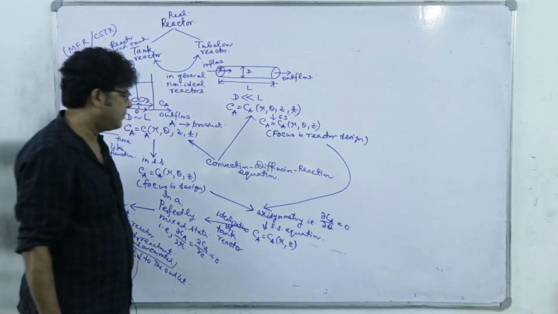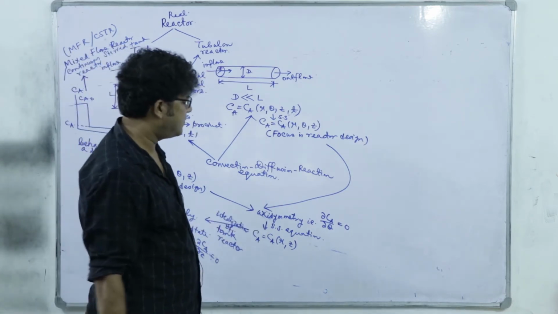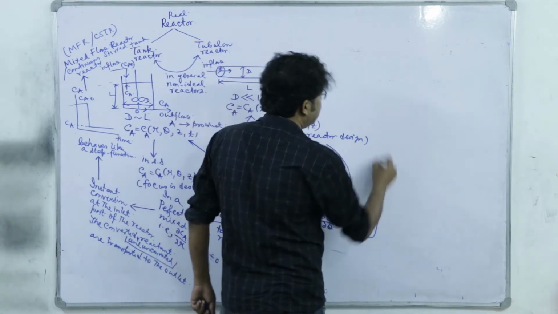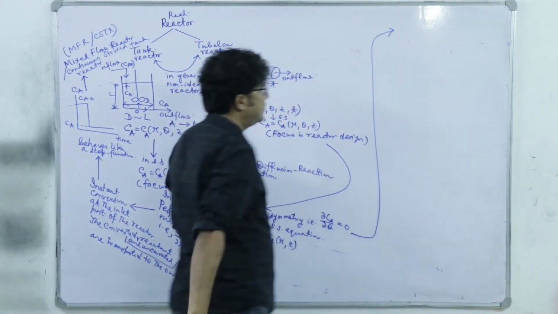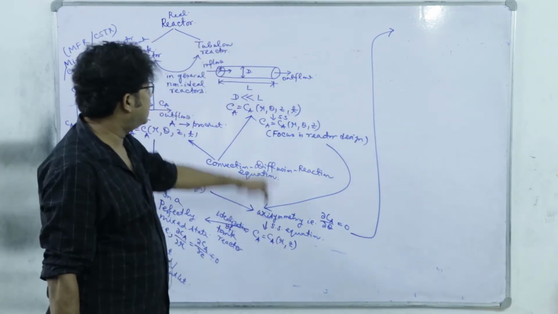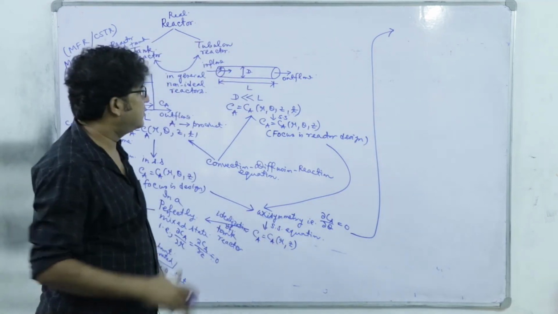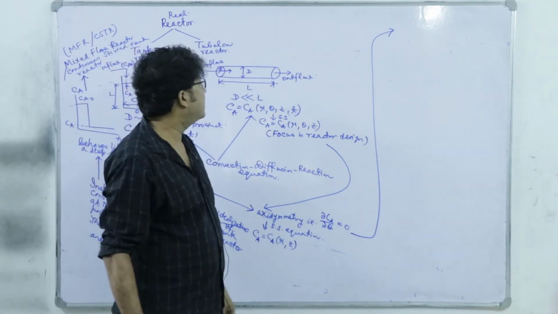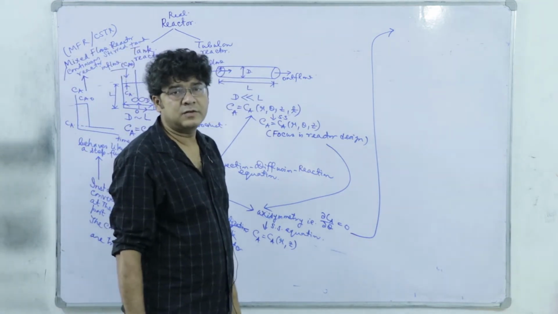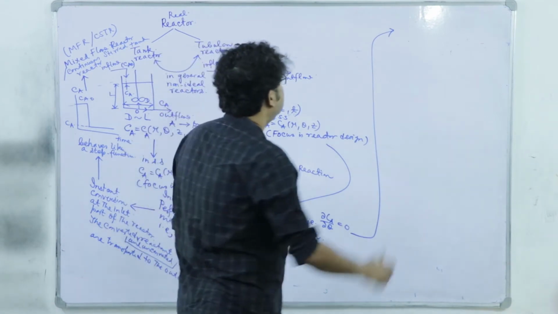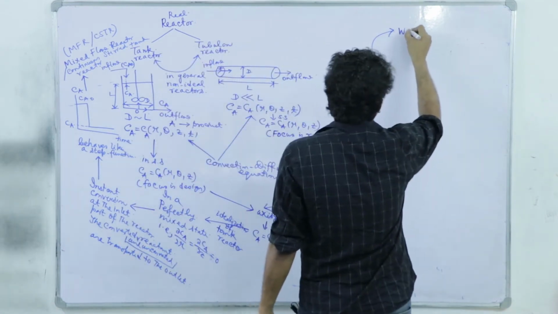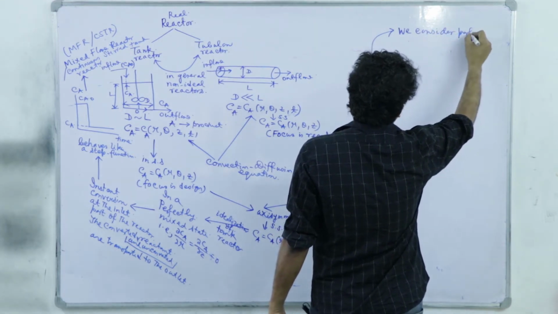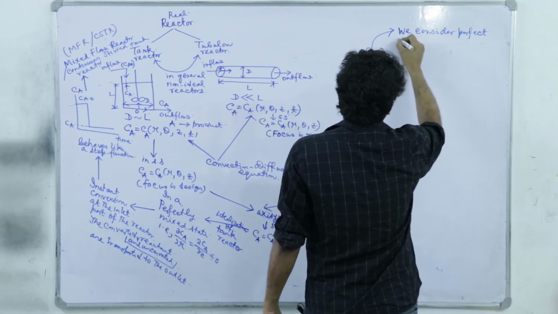Whereas here, in case of this tubular reactor, we cannot think that the entire content is perfectly mixed because it is traversing in a specific direction and there is no stirrer. Right. So, here we consider perfect radial mixing.